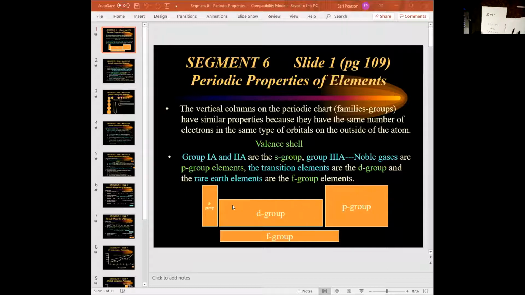Then the d orbital region is the middle region, and they are the B elements. 1B is way over here in copper and its family, the 9th element in the periodic chart across this row, and this one would be the 10th, and that's group 2B, and then 3B is back over here.